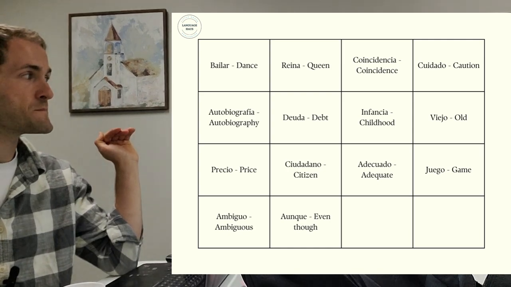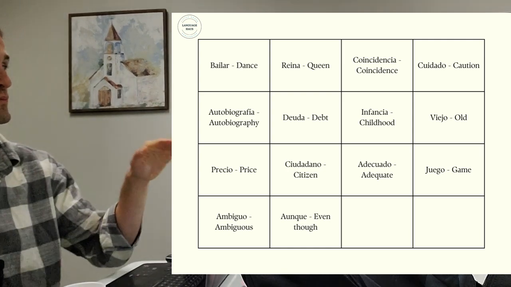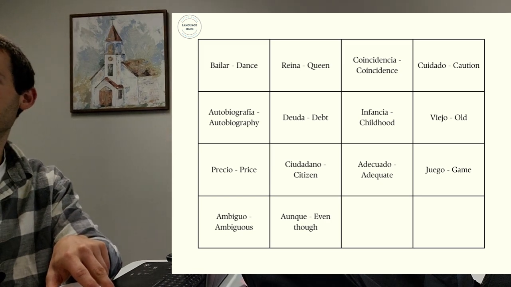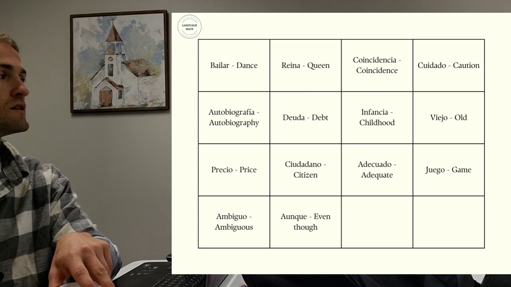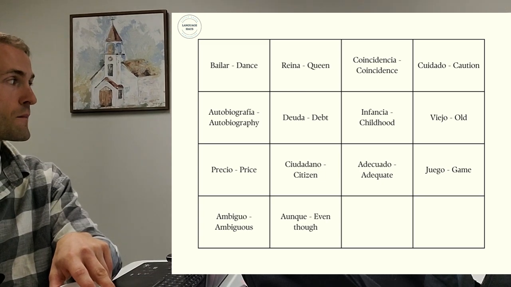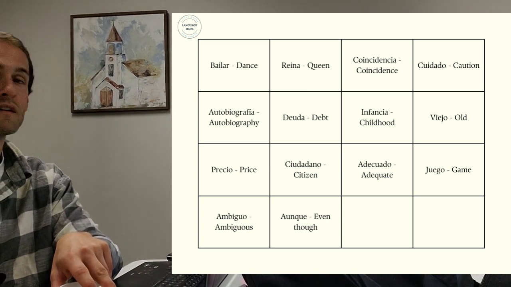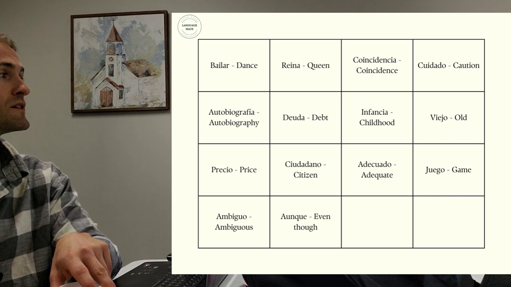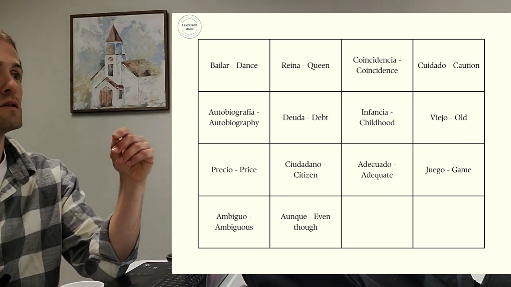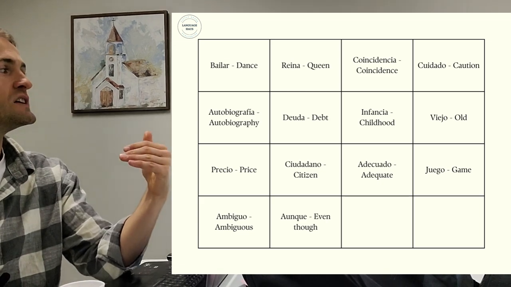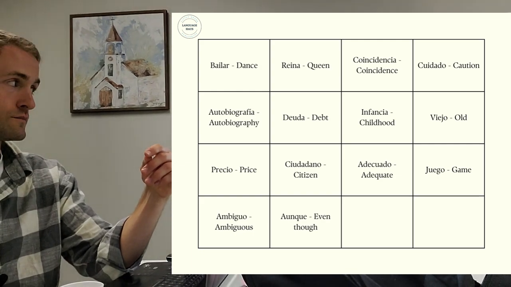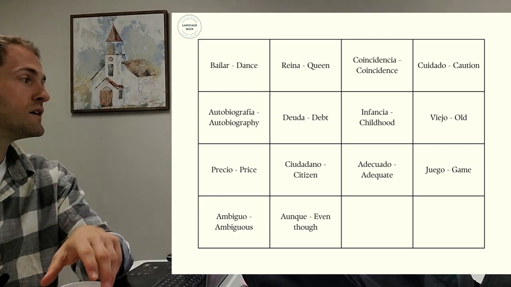Okay. Anybody want to take the third set? Precio. Good. Ciudadano. Perfect. Adecuado. Very good. Juego. Very, very good. Perfect. Say it again, the last one. Juego. Precio. Ciudadano. Adecuado. Juego. Perfect. Very good job.